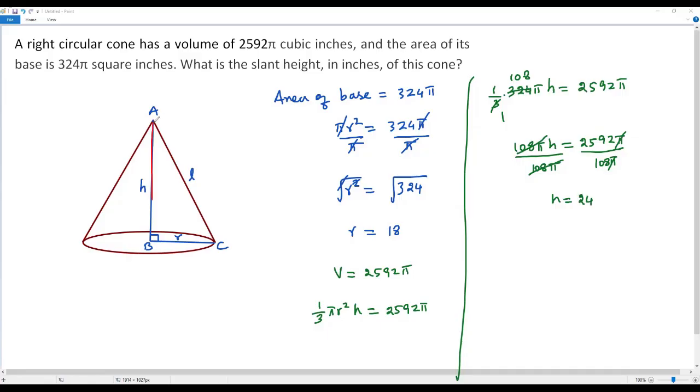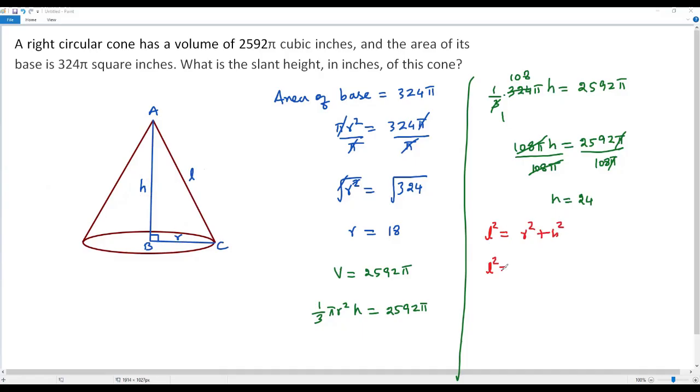Now, in this right triangle ABC, we have the length of this leg AB, that is the value of h, which is 24, and also the length of this leg BC, that is r. Now we can apply the Pythagorean theorem to get the length of the hypotenuse AC, that is, the slant height of the cone L. According to the Pythagorean theorem, the square of the hypotenuse, that is L square, equals the sum of the squares of the other two legs, that is r square plus h square.